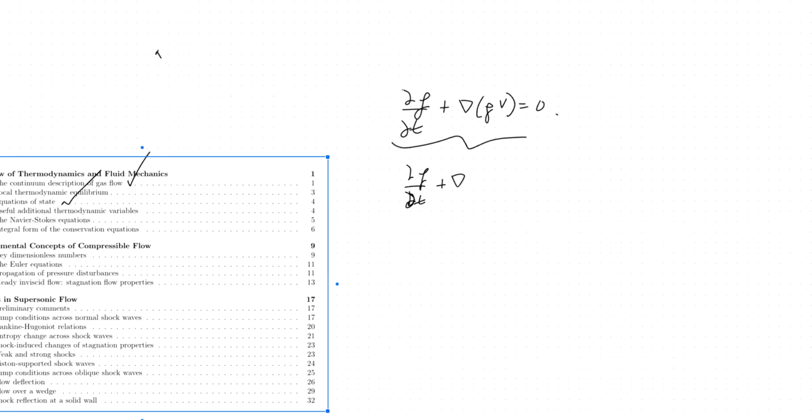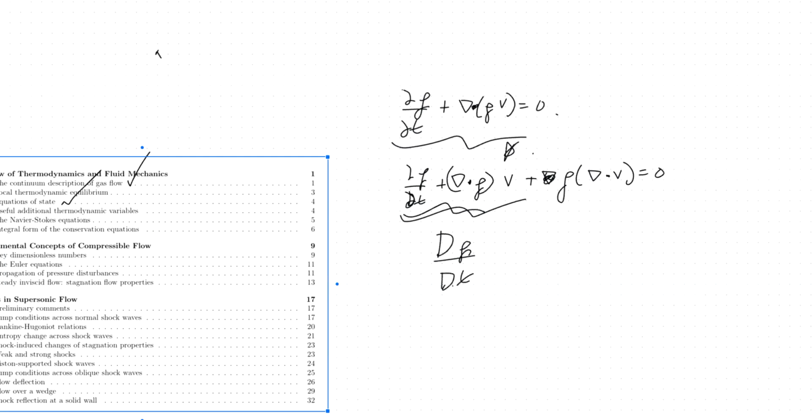Am I doing this right? Yes. This dot product here too. Rho, parentheses, gradient dot v equals 0. And you see, in this form, this is what we call the d rho dt. Am I correct about that? I hope I am. And then it's going to be plus whatever this is, which is rho, parentheses, gradient dot v equals 0.